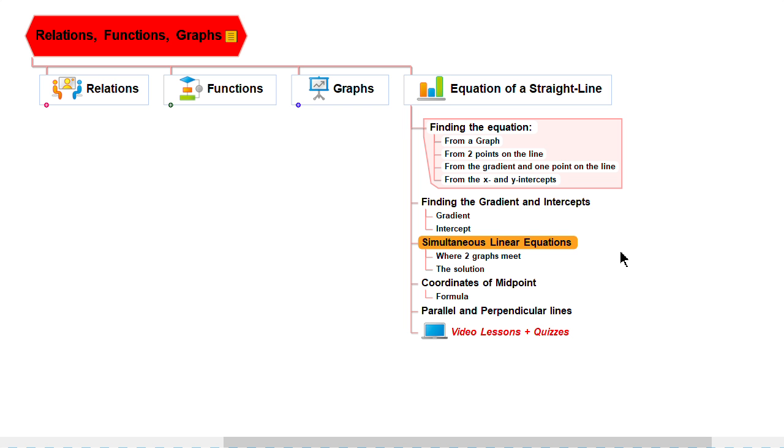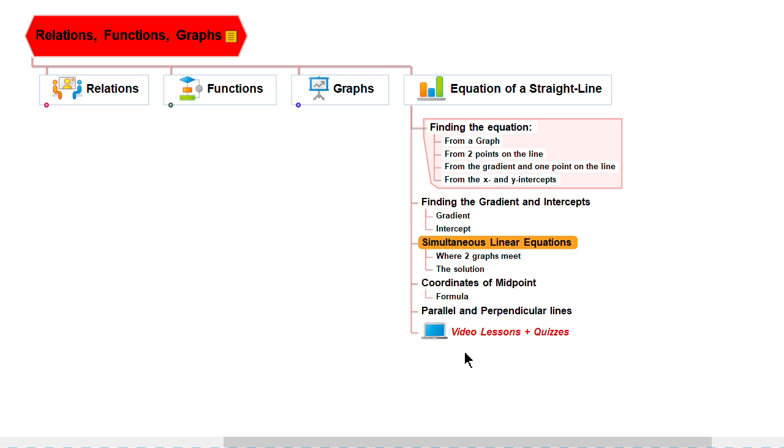Now this is different from highlighting text in your textbook. How is it different? Because you have created your own mind map and you have identified what are the key concepts you want to focus on. So in this, for example, I've minimized the different sections there and focused on equation of a straight line. So you can break it down and see the different elements that are involved. Parallel and perpendicular lines and so on.